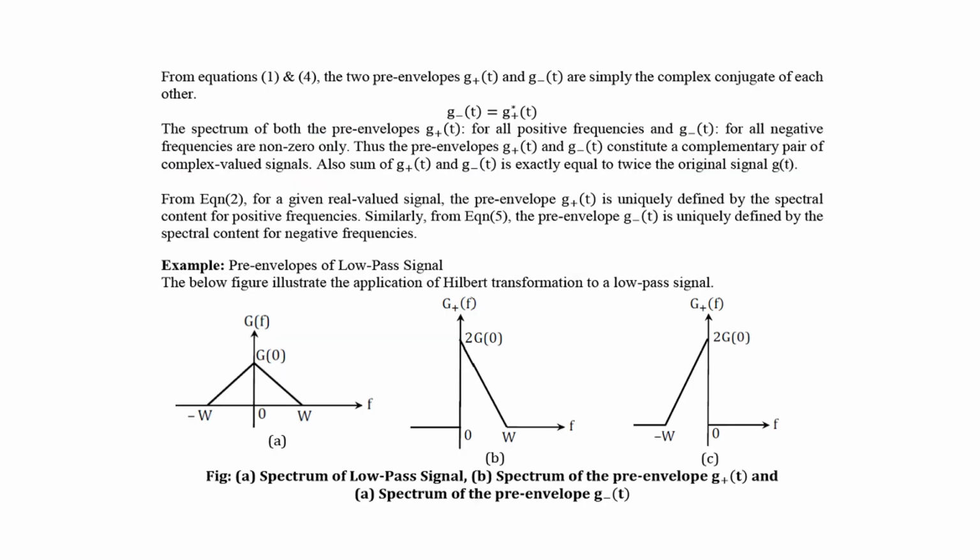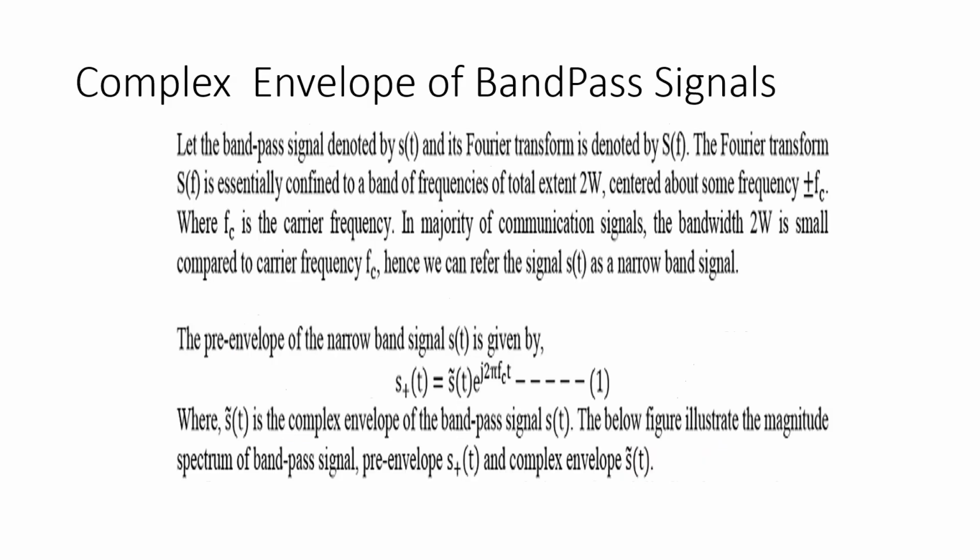So this is an example of how the positive signal and the negative signal are related. That is, g minus of t is equal to the conjugate of g plus of t. So this is an example of how to take the pre-envelope of a low pass signal. When you consider only the positive envelope, it becomes 2G of f at the positive frequencies, and it becomes zero for the negative frequencies. So this is the pre-envelope for the low pass signal.